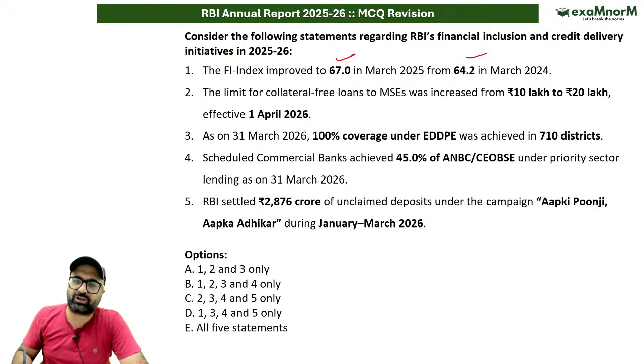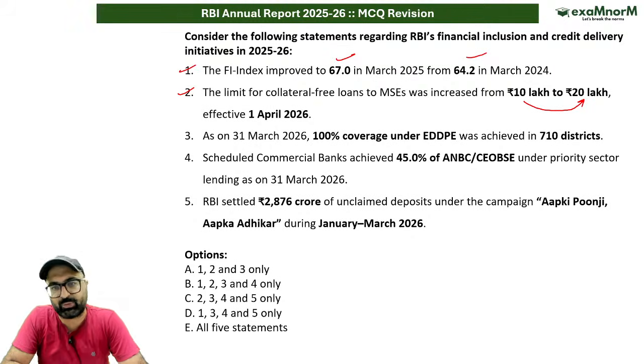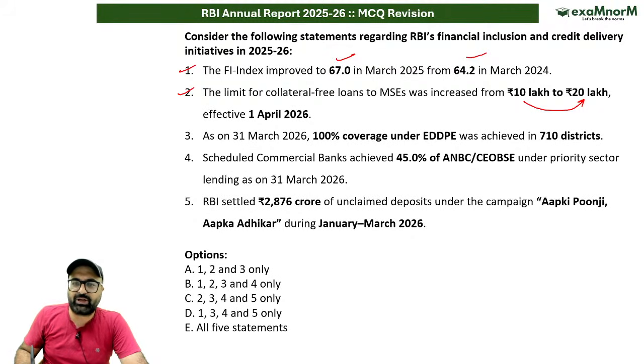उसके बाद, a limit for the collateral free loans to MSME was increased from 10 lakhs to 20 lakh rupees from 1st of April 2026. This is correct. RBI has also expanded local engagements through MSME town halls as well as district level MSME Samvad meetings. Remember that. Moving to the next point, as of 31st March 2026, 100% coverage under the EDDPE program was achieved in 80% of the districts or 710 districts. This is correct. कोई डाउट नहीं है.